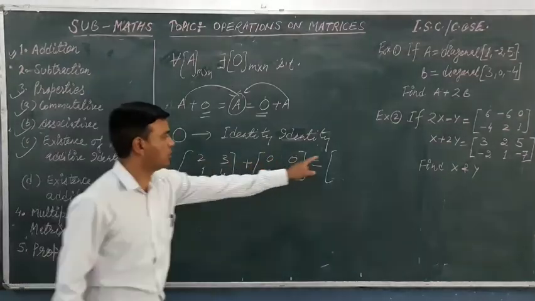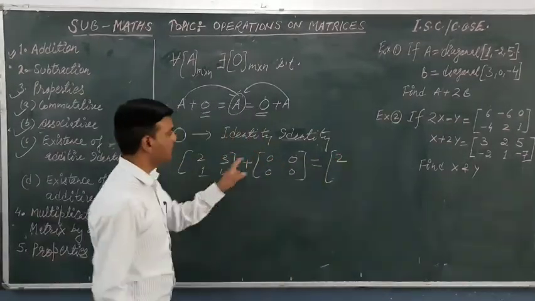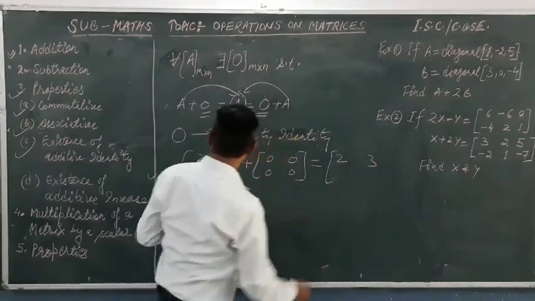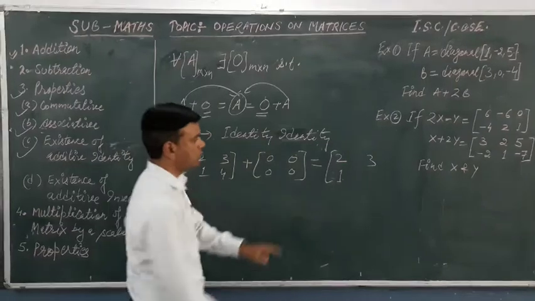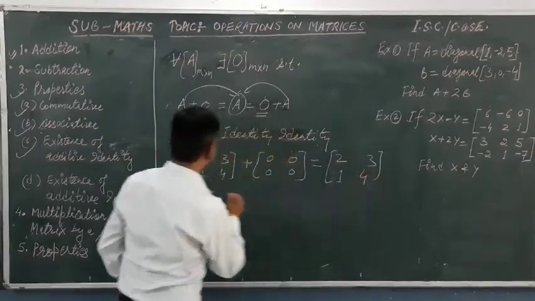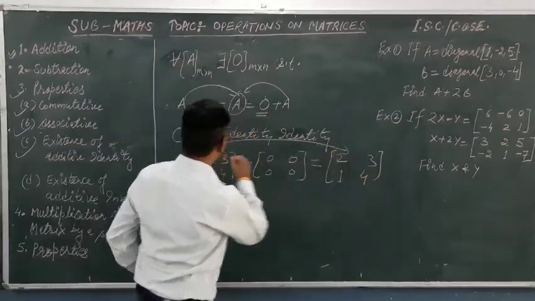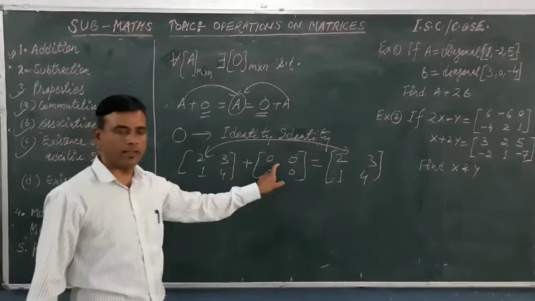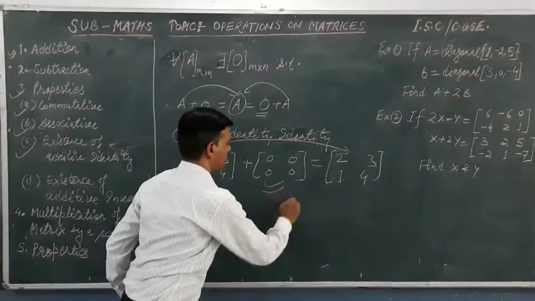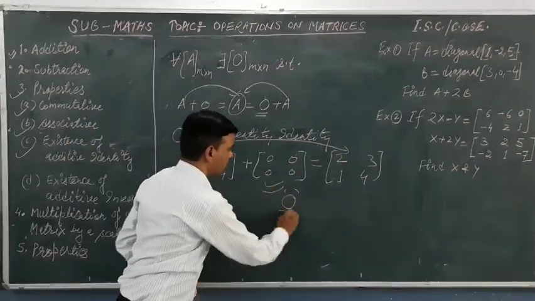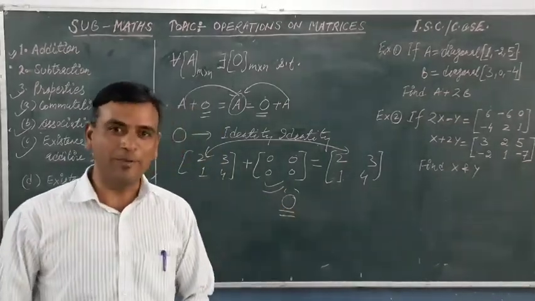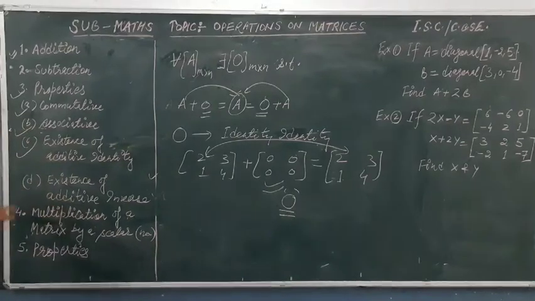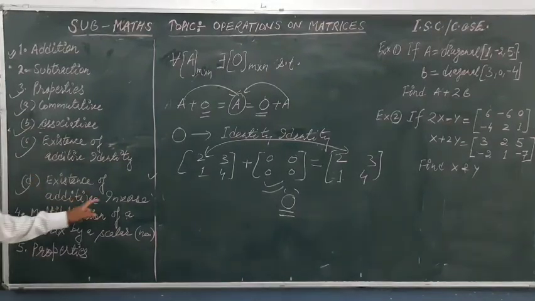So 2 plus 0 is 2, 3 plus 0 is 3, 1 plus 0 is 1, and again 4 plus 0 is 4. So here we are getting the same matrix while adding with the null matrix. The null matrix, denoted by O, is called the identity element for every matrix. In a similar way, the next point is the existence of additive inverse.